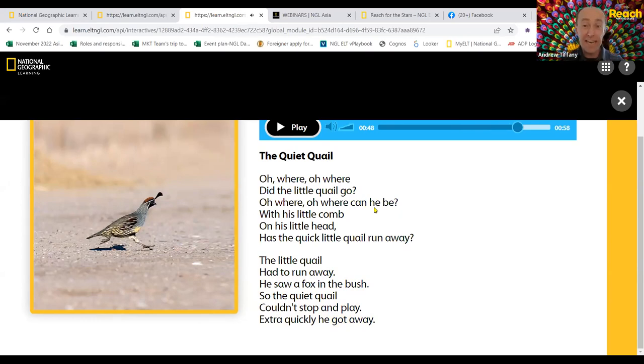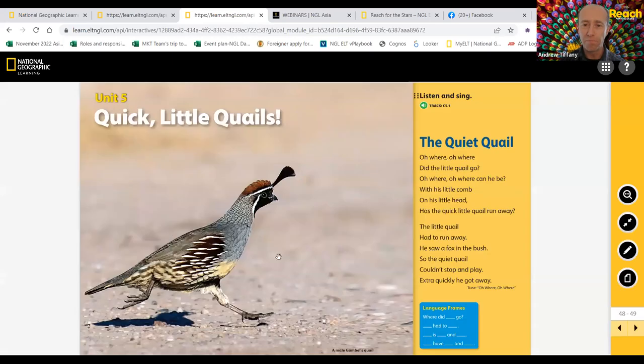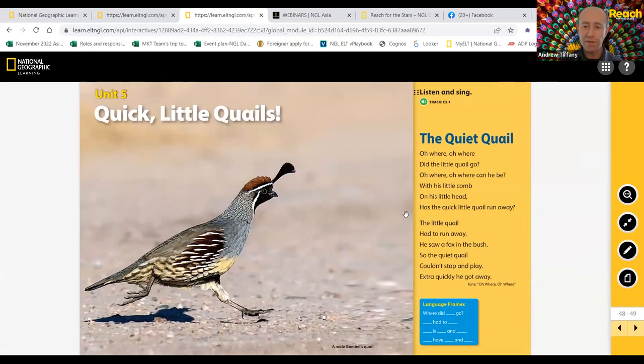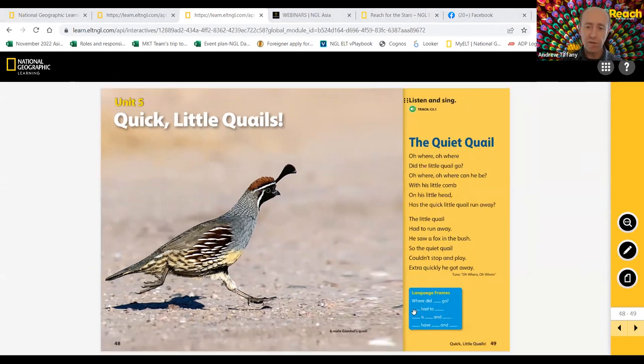So you guys are good at reading, yeah? Because you can follow the song and you can read the words when they come up. So we're practicing our reading. Very nice. Okay, let's close this one. Back to our quail here. So, quick little quails. And we've got some words and things we're going to play with today. But before we play with that, I need a drink. My throat is dry today. That's better.